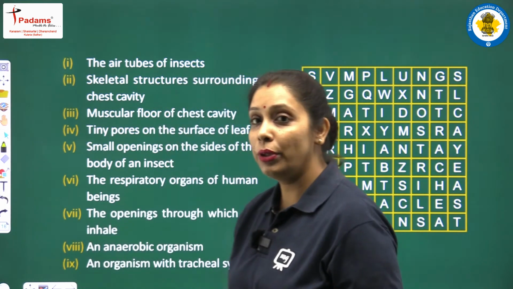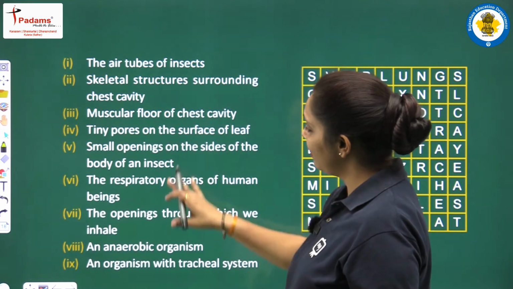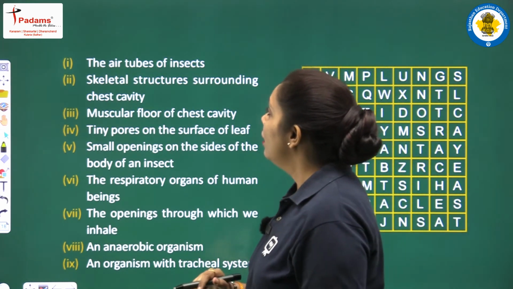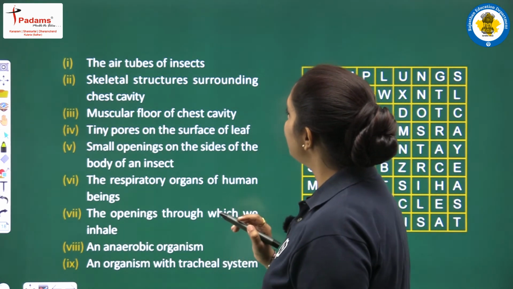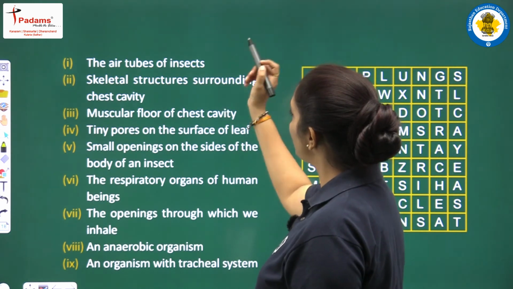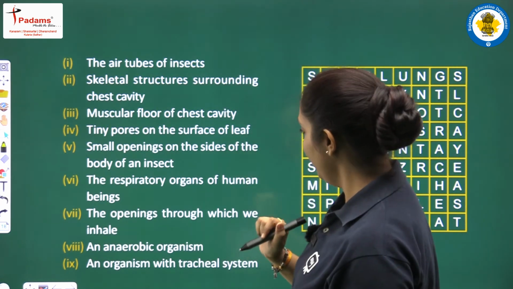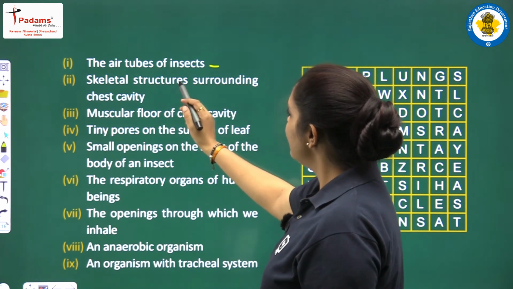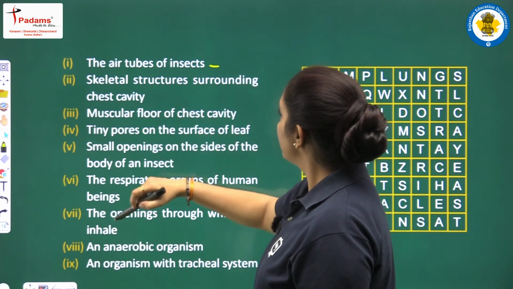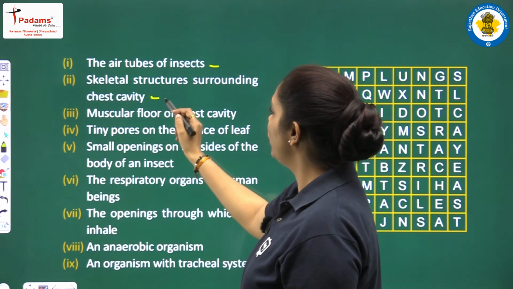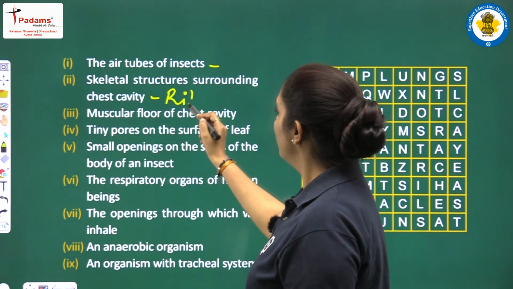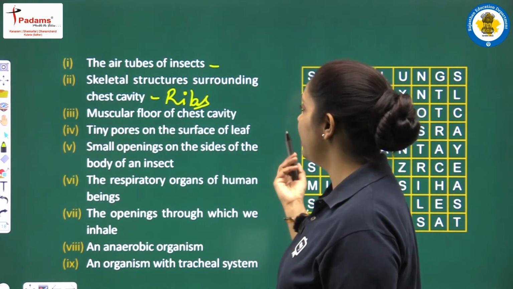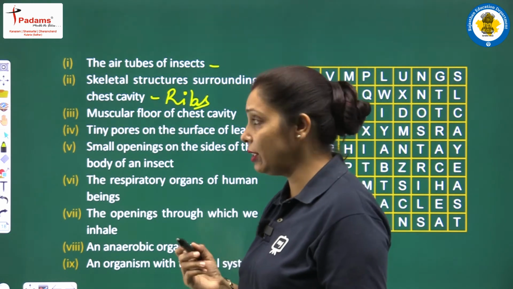Class, let's read one by one. First we will write the answer here and then we will find it on the board. Okay. The air tubes of insects. Yes, the air tubes को हम क्या कहते हैं? Trachea, isn't it? Fine. The skeletal structures surrounding the chest cavity. Yes, we know it's ribs. या ribs या rib हम लिखते हैं. Muscular floor of the chest cavity. It is known as diaphragm, isn't it?